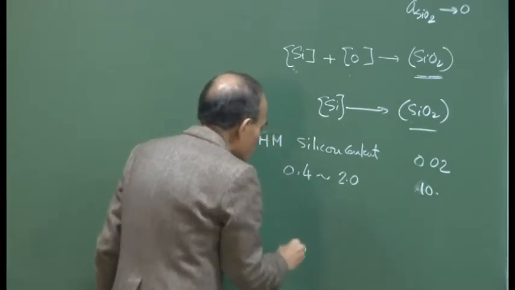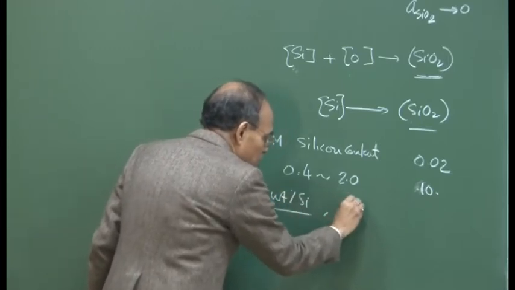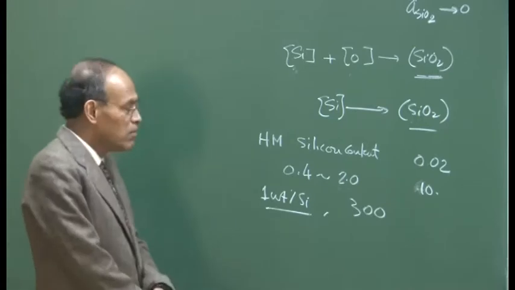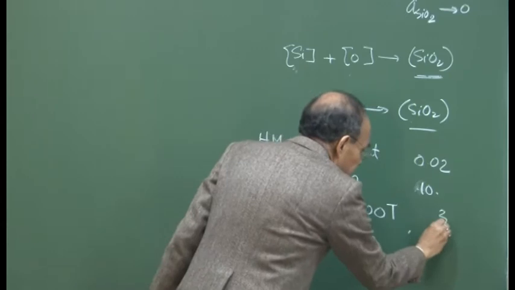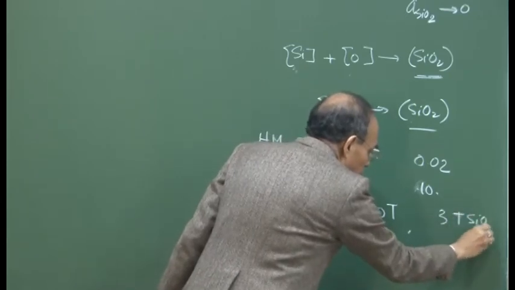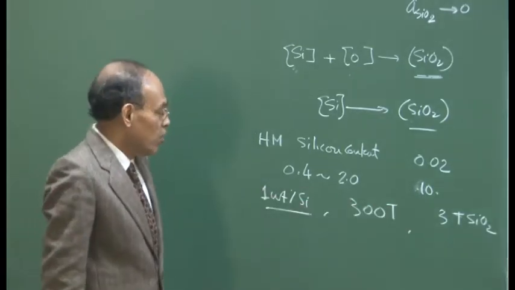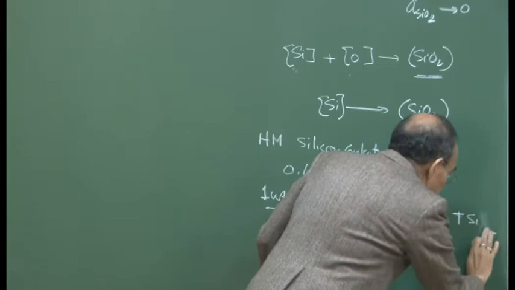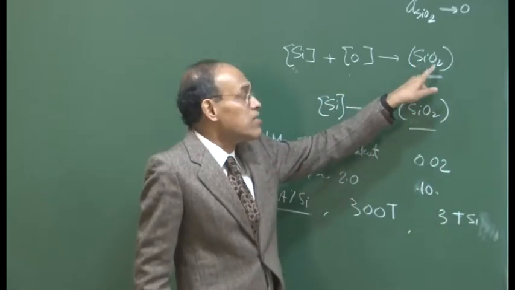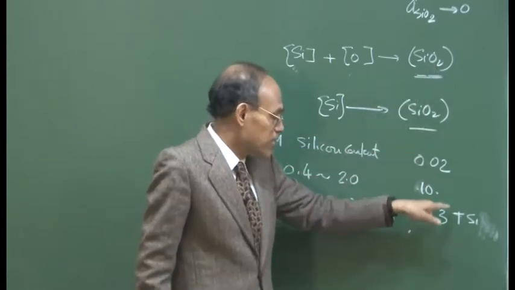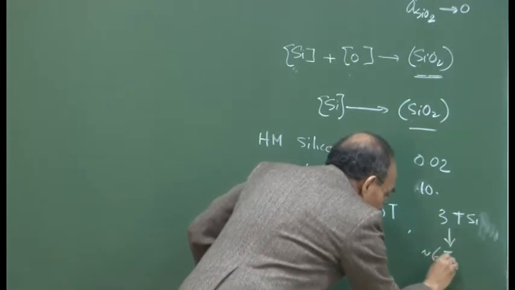Now, let us take 1 weight percent silicon, and let us consider we have a 300 ton converter. That means we have 3 ton silicon, 1 weight percent in a 300 ton melt. And if you consider that silica is 28 plus 16 into 2, 60, so it is 60 by 28, that is roughly about 6 tons silica.